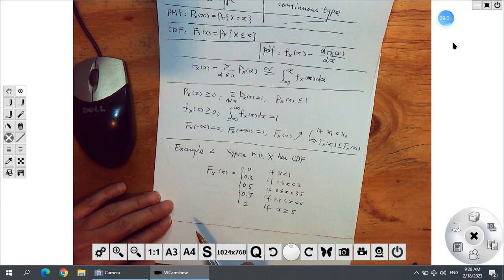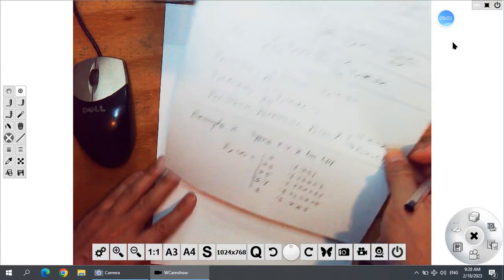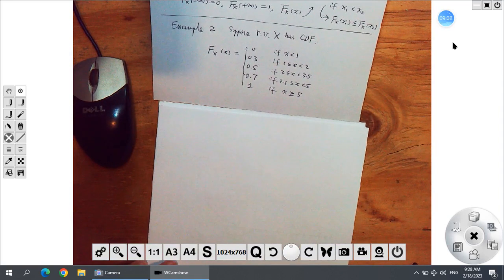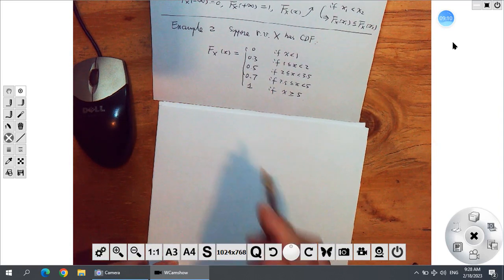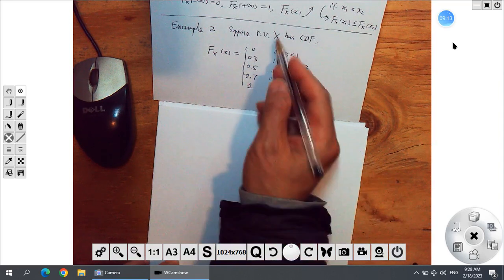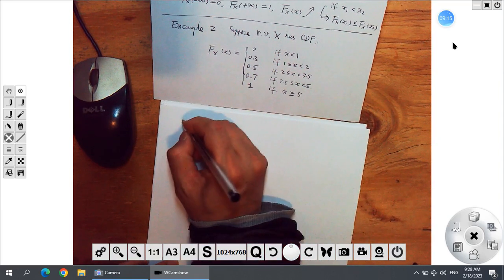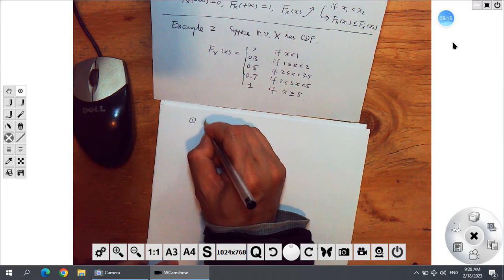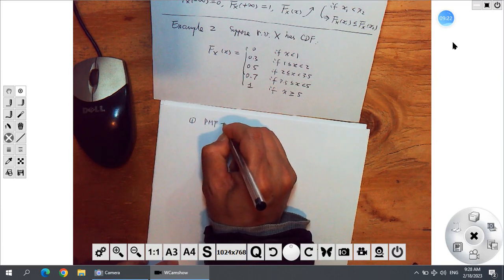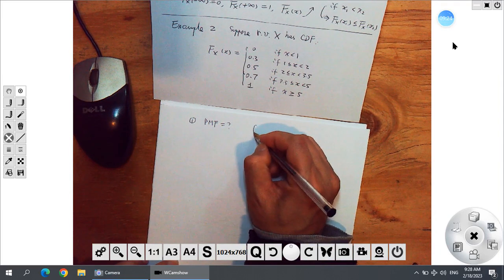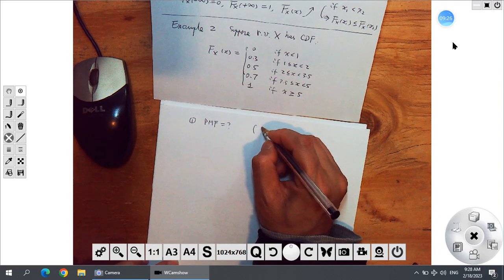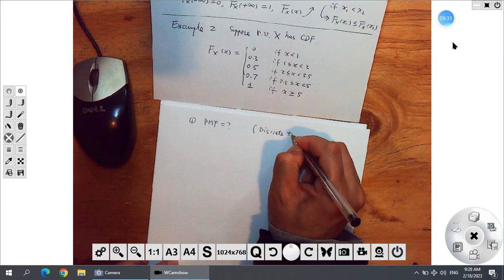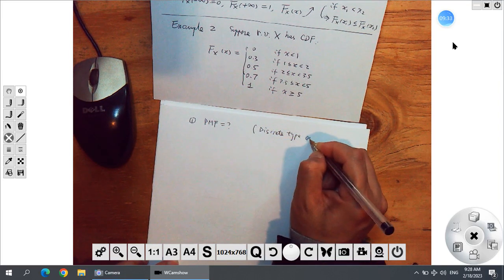Now based on this CDF, we can ask some questions, or in other words, we can know some more information about x. Like, first one, we want the PMF equal to 1. Actually here, first of all, you need to determine whether this is a discrete type or continuous type.